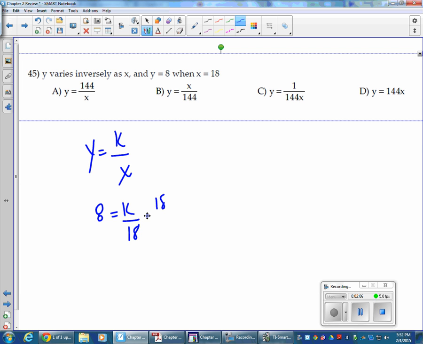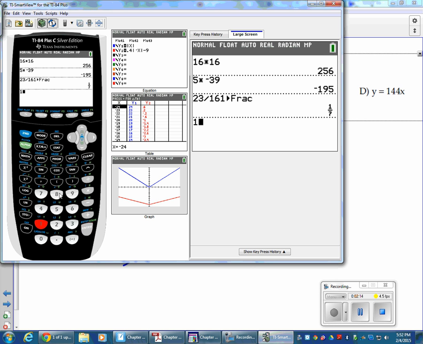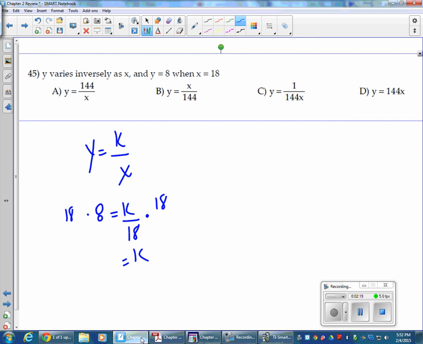So I'm going to multiply both sides by 18, and 18 times 8 equals k. Let's see, 18 times 8 is 144. I was right, but I didn't want to guess it. So k is 144. So I'm going to rewrite this equation, but instead of k, I'm going to put 144. So y equals 144 divided by x. My answer would be A.